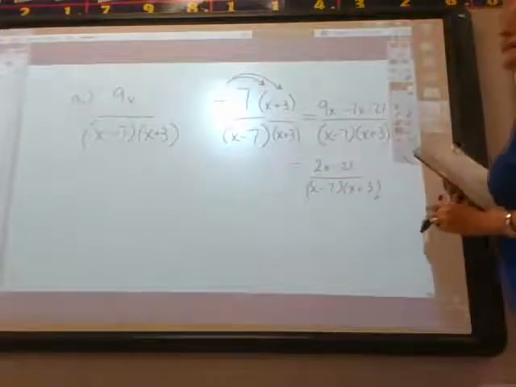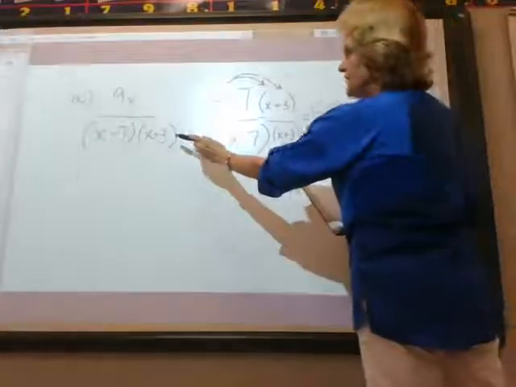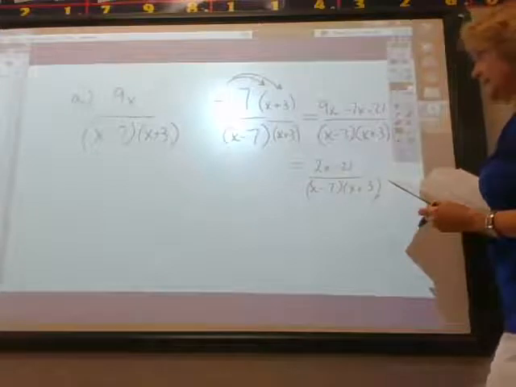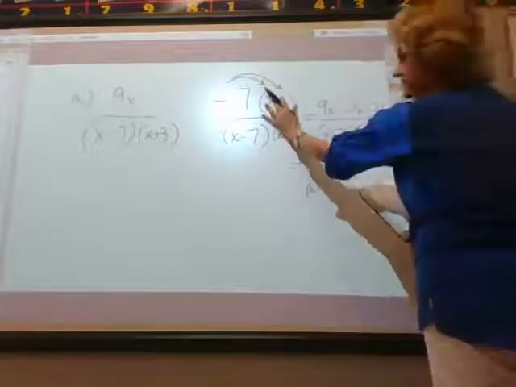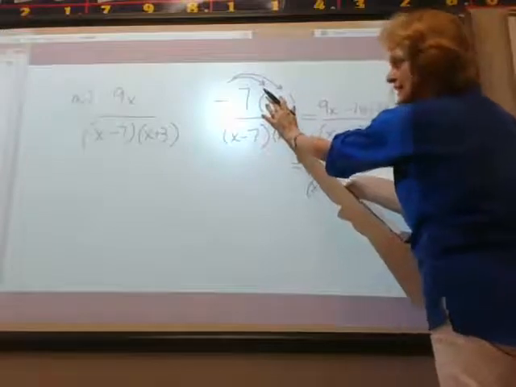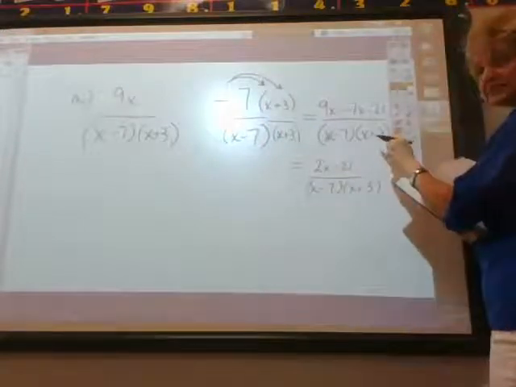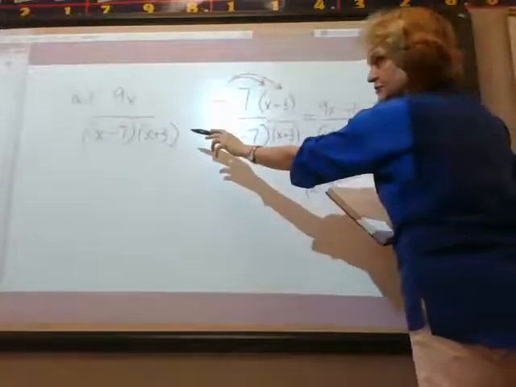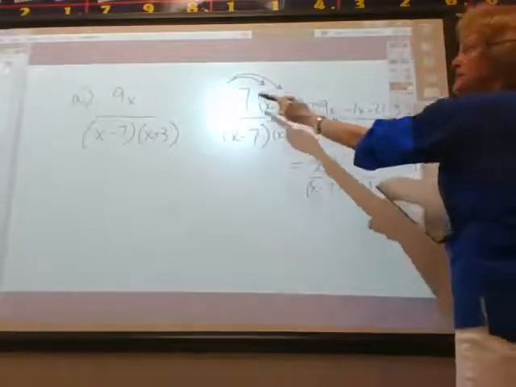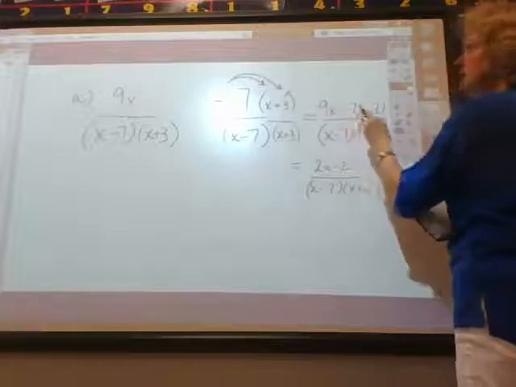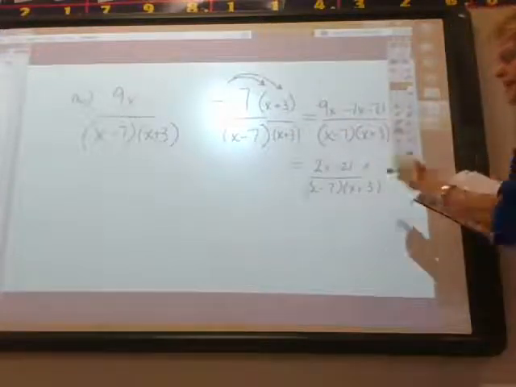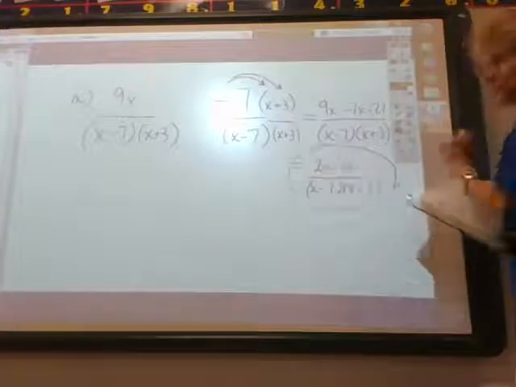Okay, so for A, I went ahead and factored the first denominator, and then the second one was like that. So my least common multiple needed an x minus 7 and an x plus 3. That first term had everything. The second one needed the x plus 3, so I carefully distributed a -7, and my like terms were collected. And so here is the answer to A.